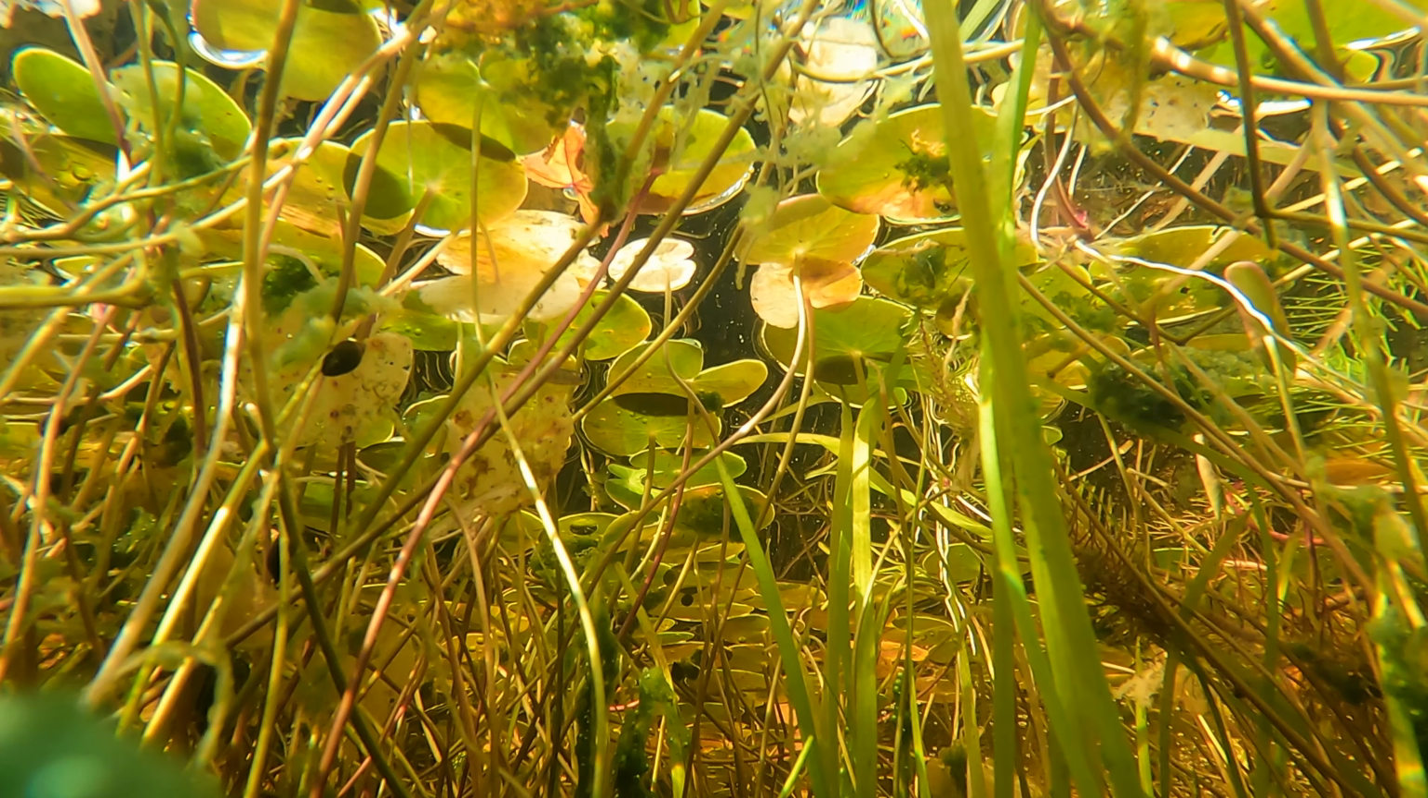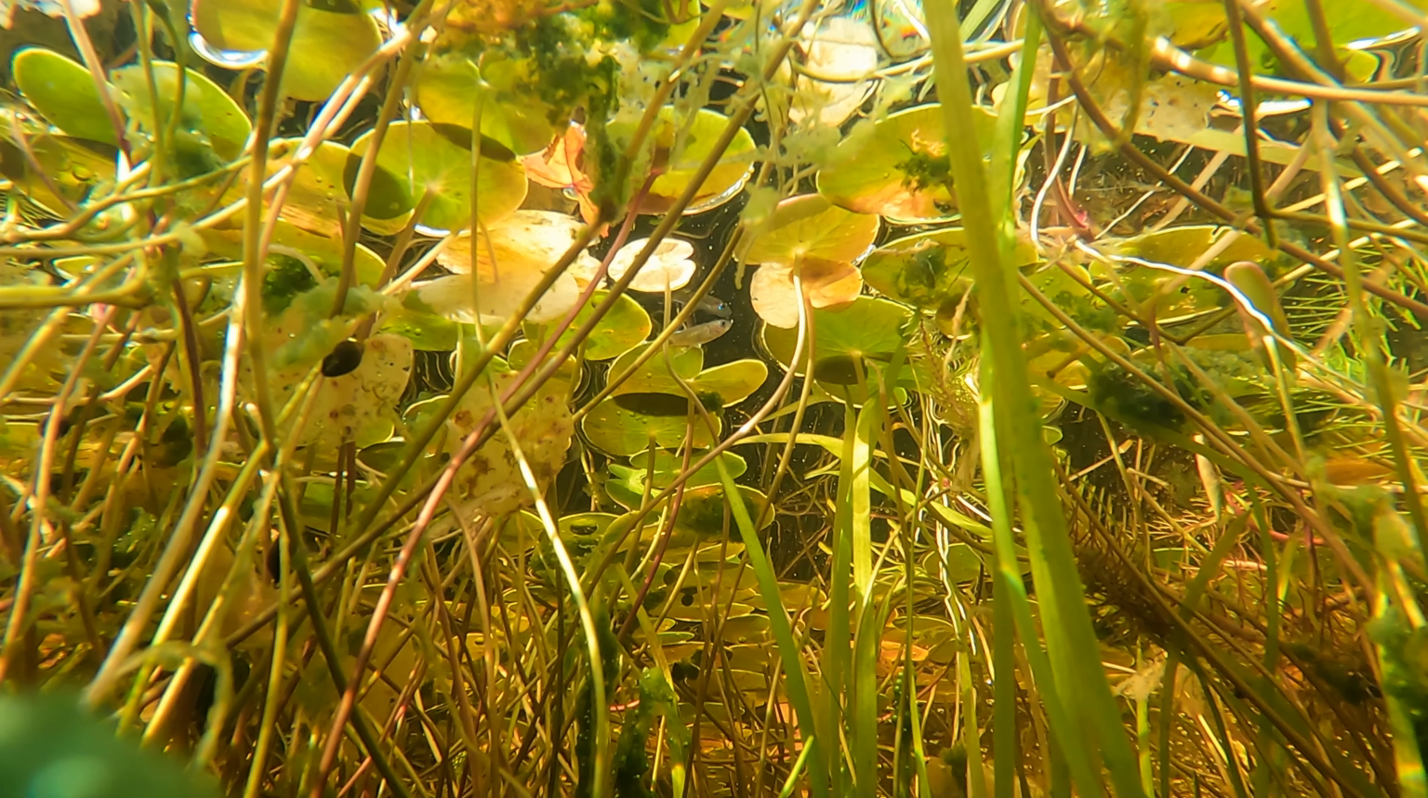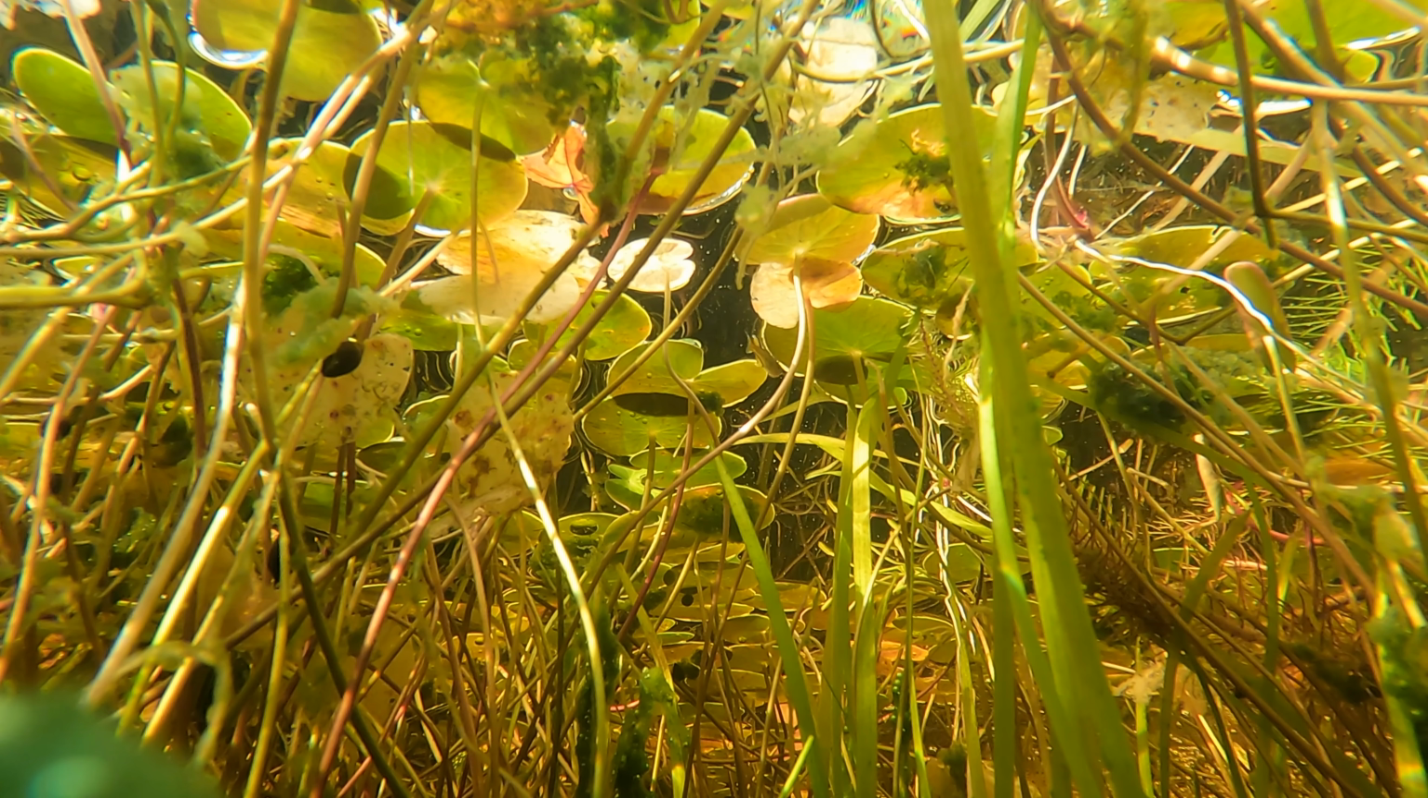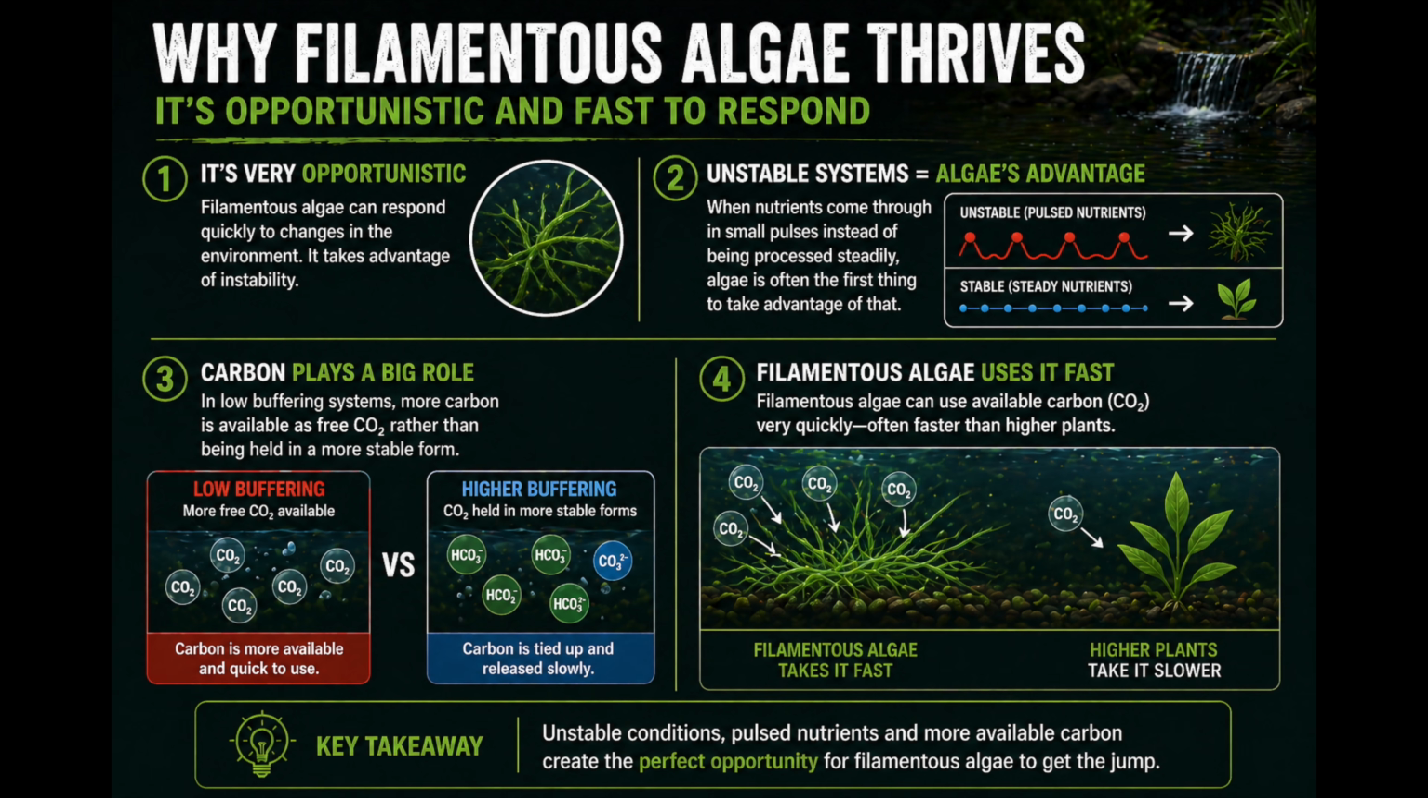They prefer a steady environment where they can establish and grow properly. If the system keeps shifting, they don't compete as well, and this is where string algae can start to come into play. It's very opportunistic and it can respond quickly to changes in the environment. So when you've got a system that's a bit unstable, with nutrients coming through in small pulses instead of being processed steadily, algae is often the first thing to take advantage of that.